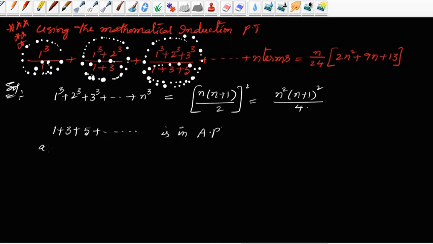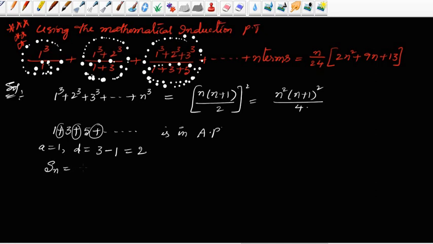So here a is equal to 1. The common difference d is equal to T2 minus T1, that is 3 minus 1. Here we are going to find the sum. Every term contains positive values, that means every term should be added to the other terms. So this is the sum of n terms in an arithmetic progression.